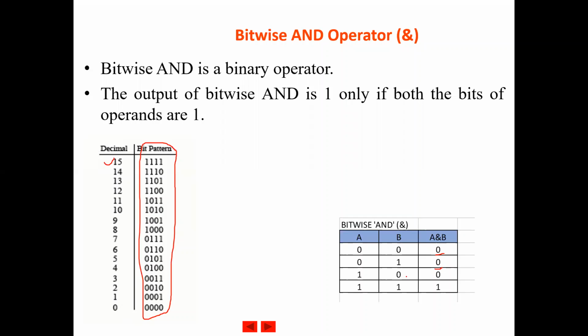If one among the bits of the two operands is 0, you will be getting the output bit as 0. If both the bits of the two operands are 1, then you will be getting an output of 1, right? So you have to keep this in mind. I know you have studied this table also, right? If both are 0, it is 0, and if both are 1, it will be 1. If any of the bits is 0, then you will be getting 0.